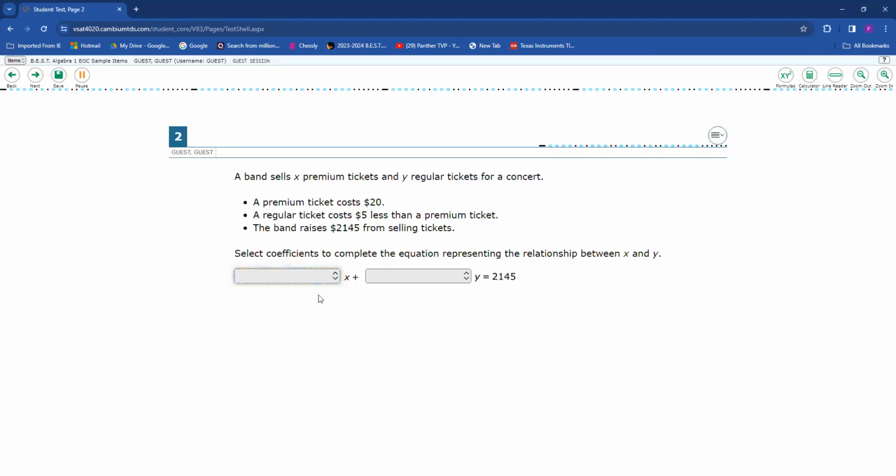Okay, a premium ticket costs $20. And so that will be X, so let's put 20 there. A regular ticket costs 5 less than 20. Let's see. So 5 less than 20 is 15. So we go back and put 15 there. And we're done.